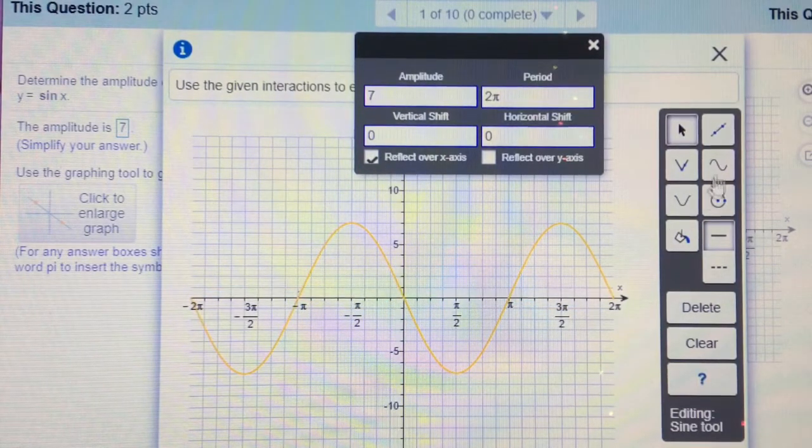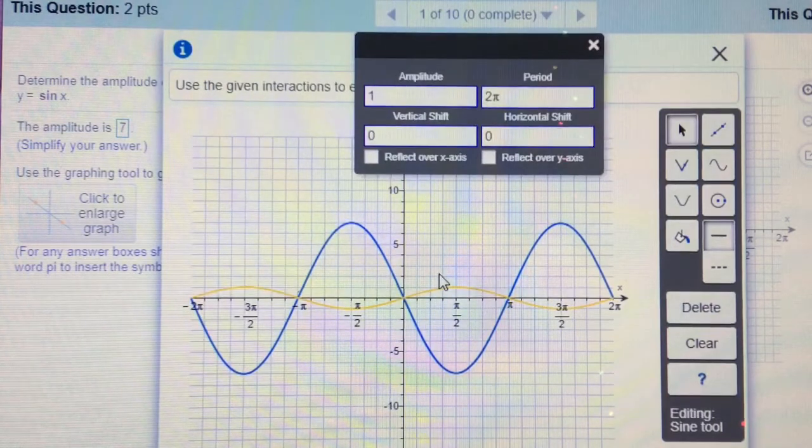And it also wants me to graph y equals sine x. So I'm just going to click on the graph, and that's it. So I have y equals sine x and y equals -7 sine x.